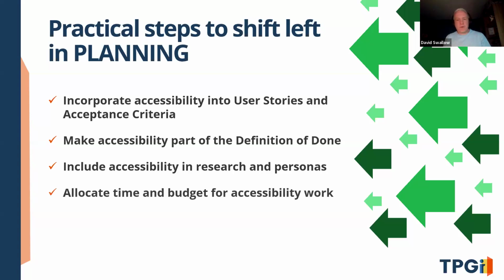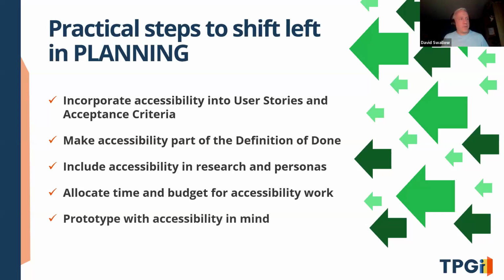Allocate time and budget for accessibility work. This is the big one, really. Dedicate resources for accessibility efforts, including tools, training, and external consultations if needed. And you know where to go for that. Build time into project plans for accessibility testing, iterative design updates, and cross-functional collaboration.